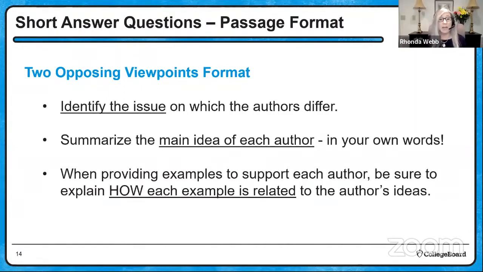And so you have to make sure that you show how this relates to the author, right? So for A, you're telling how they're different. And then B and C, you're giving examples that relate to each author. And you'll see that sample in just a second.